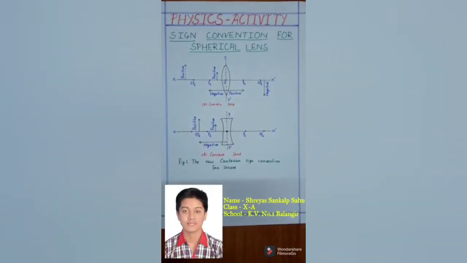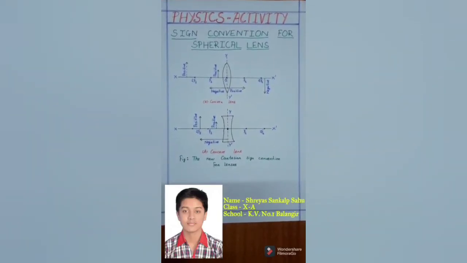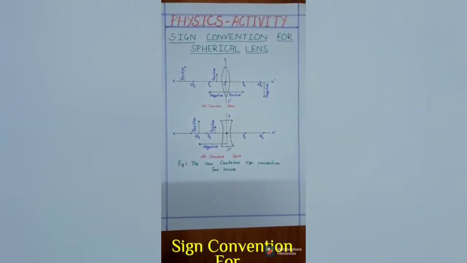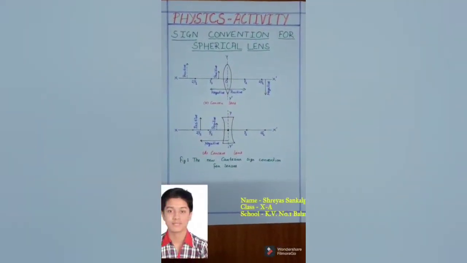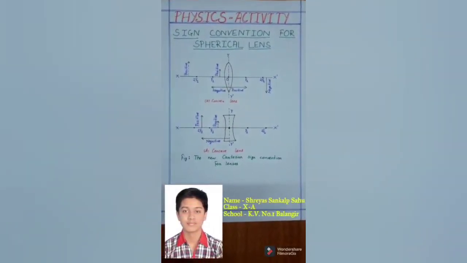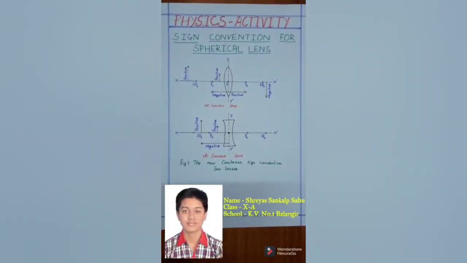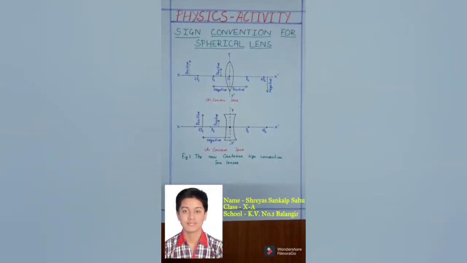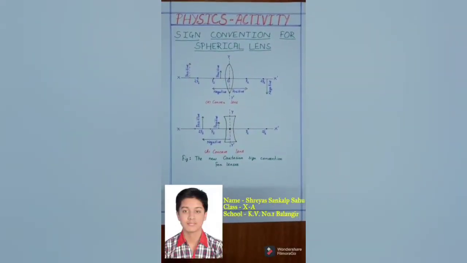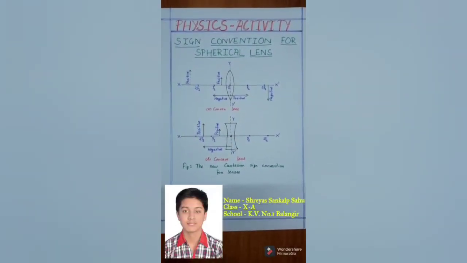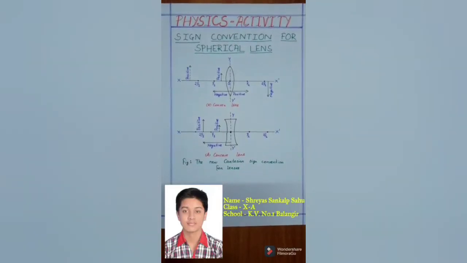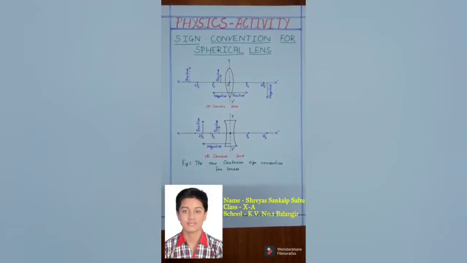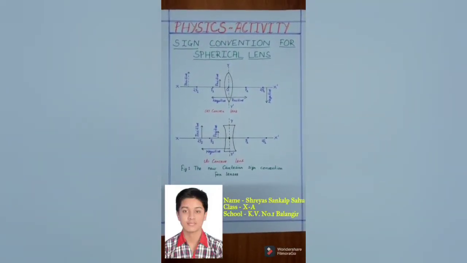In today's activity, we will see the sign convention for spherical lenses. Let's look into both of the lenses, which are convex lens and concave lens. So these days, the new Cartesian convention is used for measuring the various distances in the ray diagrams for spherical lenses, which are convex lens and concave lens.